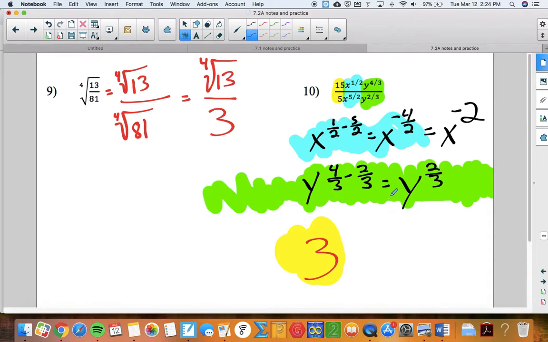So this y to the 2/3 can go on top of the fraction bar. But recall, when you have a negative exponent, it makes it a traitor. It goes to the other side of the fraction bar. So instead of it being on top, it's actually on the bottom. Bada bing, bada boom.